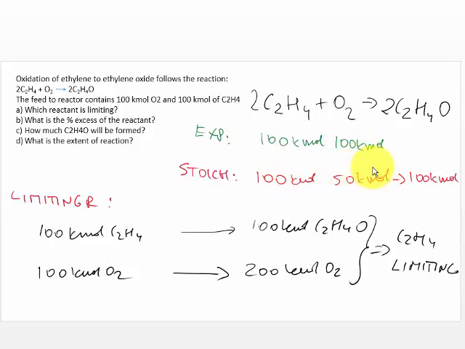Which reactant is the limiting one? For 100 kmols of ethylene, we look at how much product we can form. We can form 100 kmols of ethylene oxide. And the second calculation, if we take 100 kmols of oxygen, the second reactant, we should produce 200 kmols of ethylene oxide. Looking at these two numbers, the first one is lower than the second one. Therefore, the ethylene C2H4 is the limiting reactant.